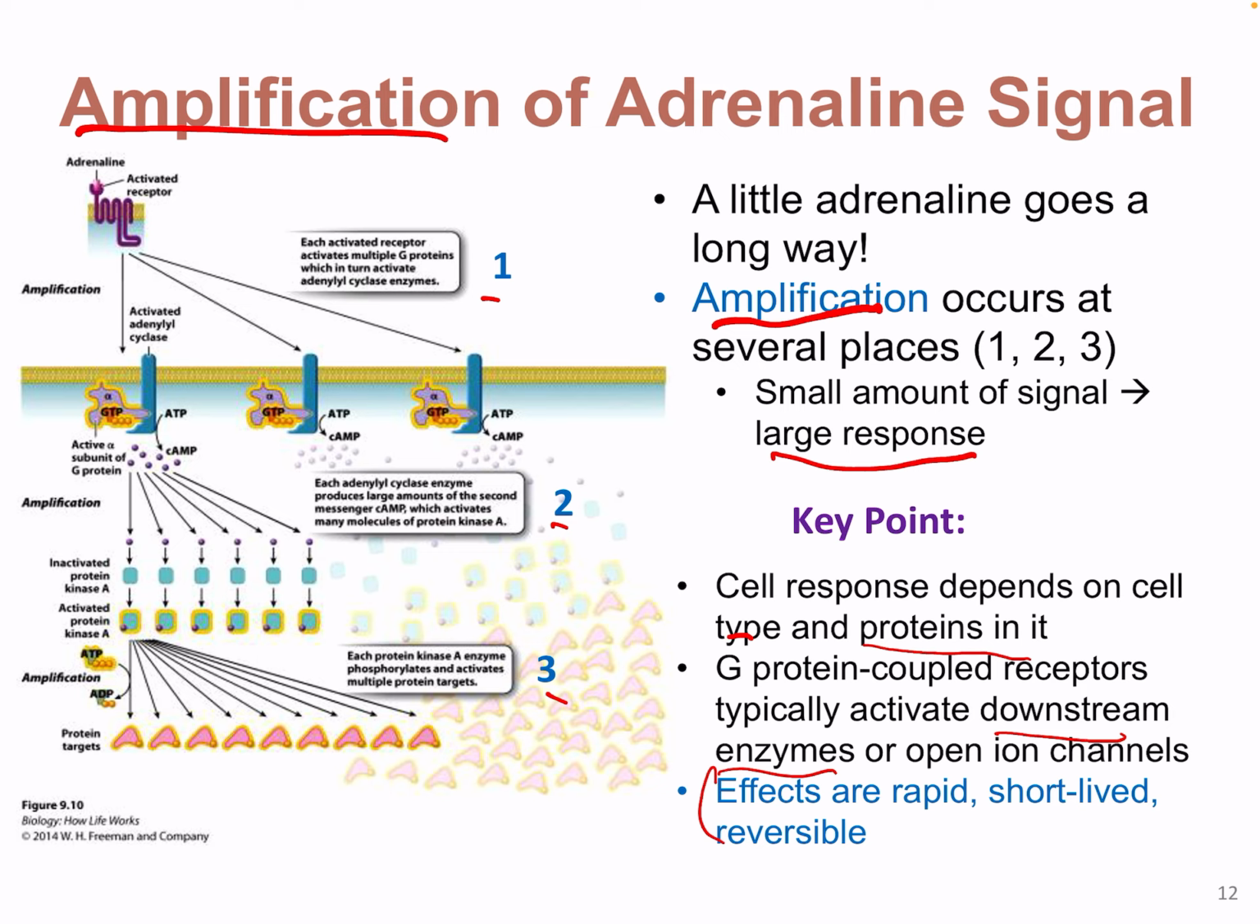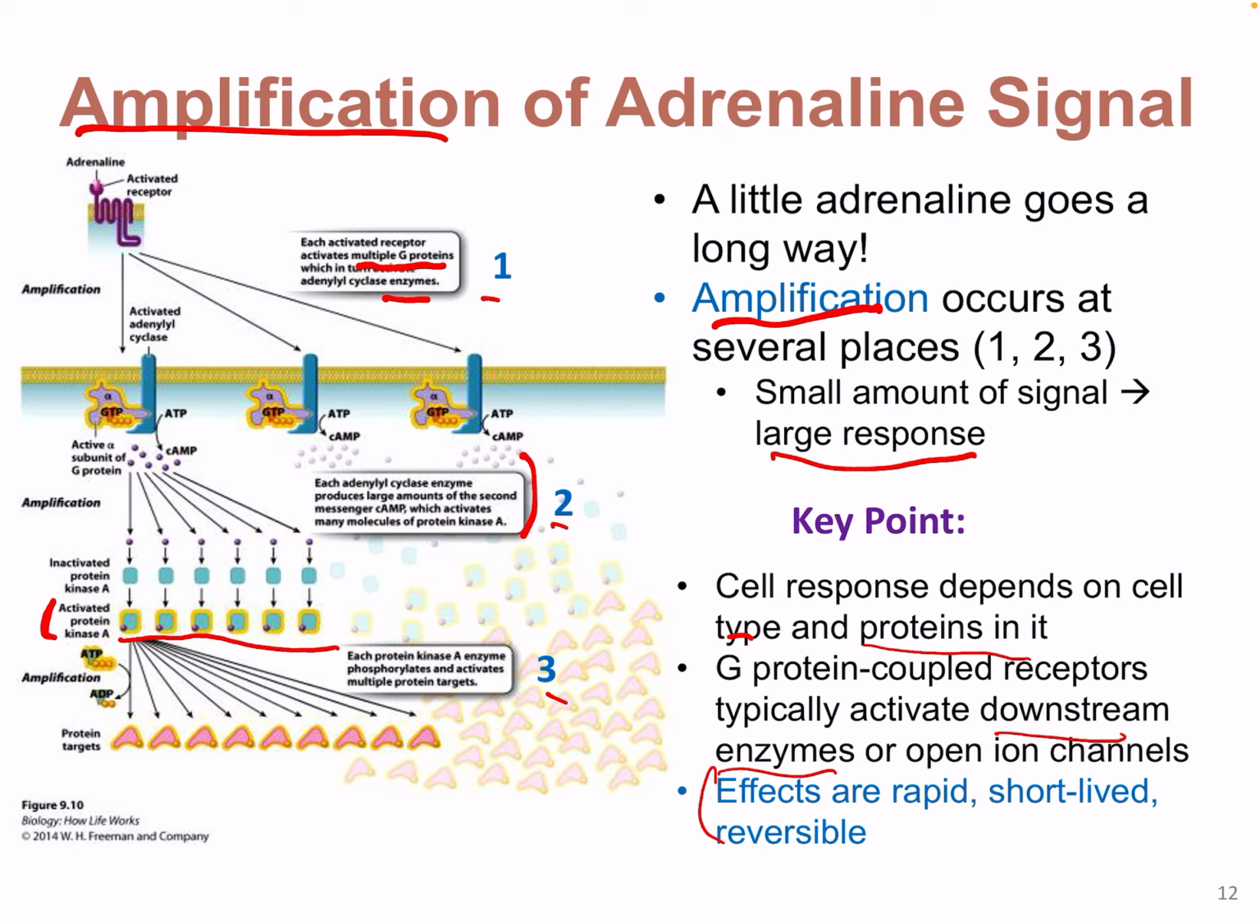So in this case of amplification, each activated receptor activates multiple G proteins, which in turn activate adenyl cyclase enzymes. So each adenyl cyclase enzyme produces large amounts of the second messenger cyclic AMP, which activates many molecules of protein kinase A. And as we said, here we can see a bunch of them binding. Now we have our activated protein kinase A with cyclic AMP. Then each protein kinase A enzyme phosphorylates and activates the muscle protein targets.